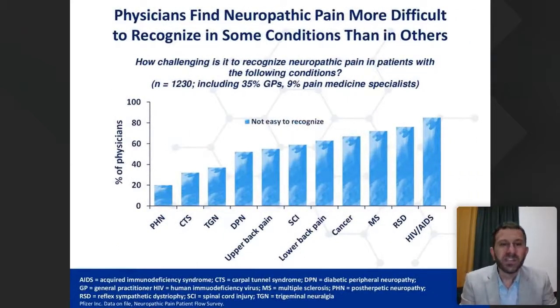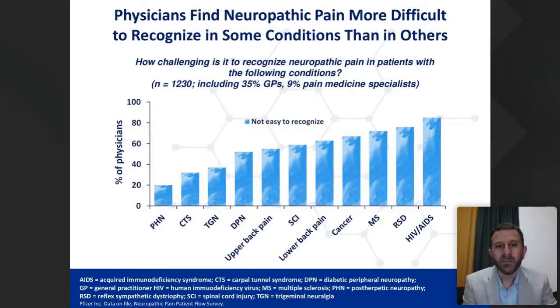When they asked physicians how hard it was to diagnose neuropathic pain, you can tell that when you have someone with HIV or reflex sympathetic dystrophy, 80% of people had difficulty recognizing that this is due to neuropathic pain. But when you go down to postherpetic neuralgia, only 20% of physicians or GPs, and 9% of this population were pain specialists, thought it was hard. So the conditions can vary.